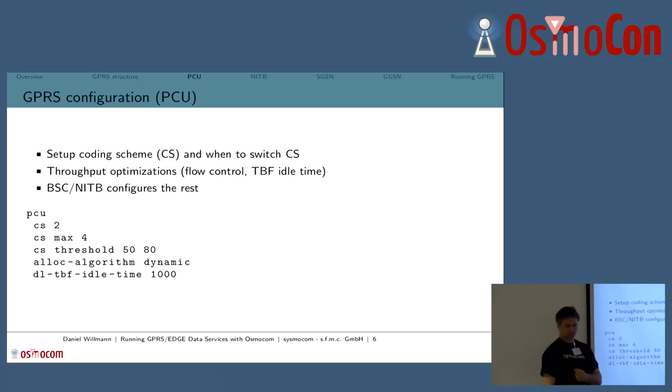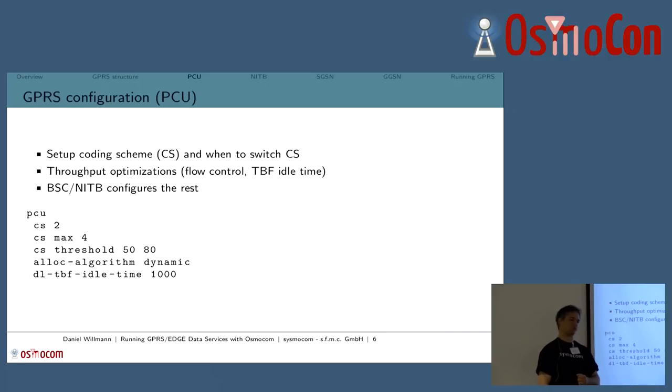For the PCU, you generally just have the lower level configuration. So you set up which coding scheme to use. The coding scheme for GPRS is how much redundancy you want to include in your packets. If you use the maximum coding scheme 4 for GPRS, then you don't have any redundancy. So if you have any bit errors, a packet gets dropped and has to be retransmitted. While coding scheme 1 has lots of redundancy and you have very limited throughput.